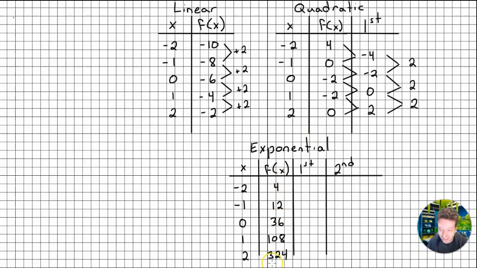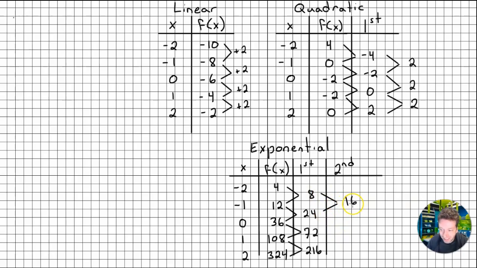So here I have some data from an exponential. These numbers get pretty big because exponentials blow up very quickly. I'm going to use a calculator for this one. So our first differences, first we're increasing by 8. Then we're increasing by 24. Then 72. And then 216. So far, these numbers really aren't giving me much of a clue. Let's try second differences.